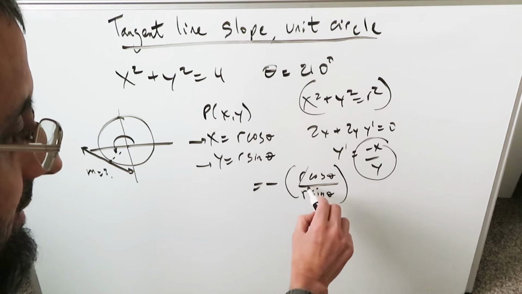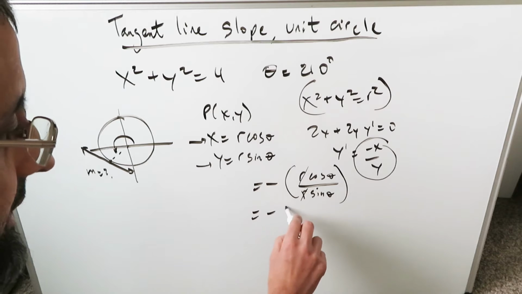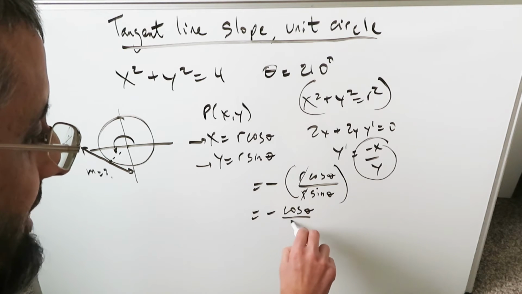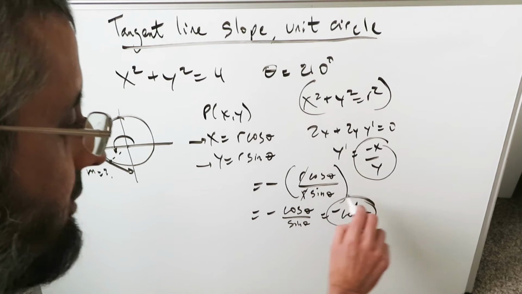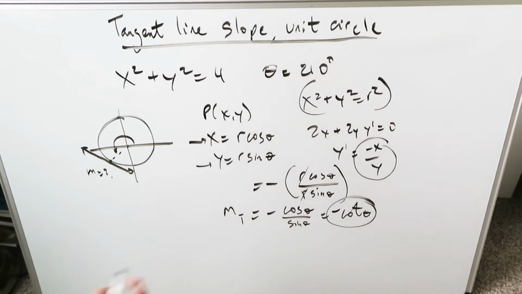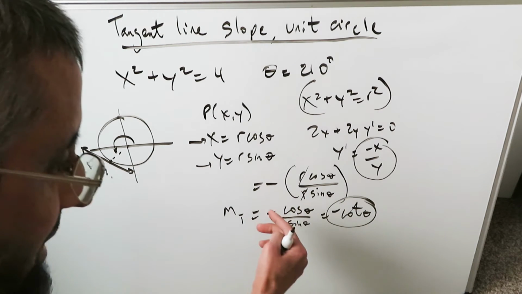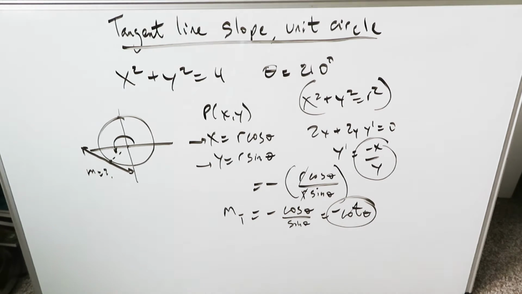What you will realize, the radius cancels out. The only thing you're looking at is minus cosine theta divided by sine theta, and then you have minus cotan theta. Minus cotan theta represents the slope of a tangent line for any point on a unit circle. The radius, because it cancelled out, became irrelevant. You're only looking at the angle.